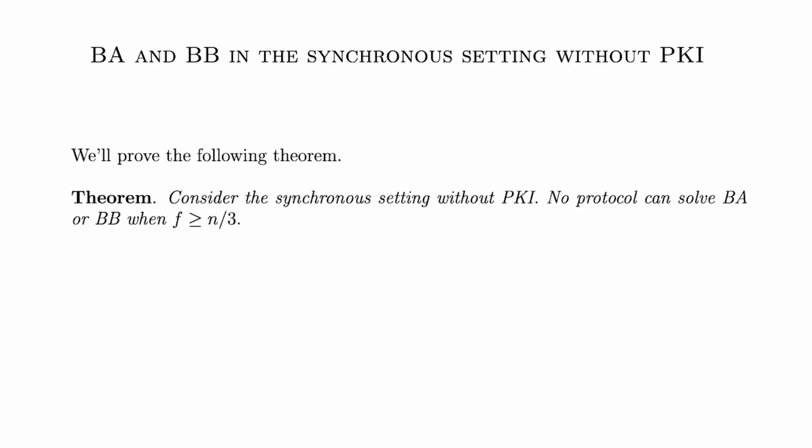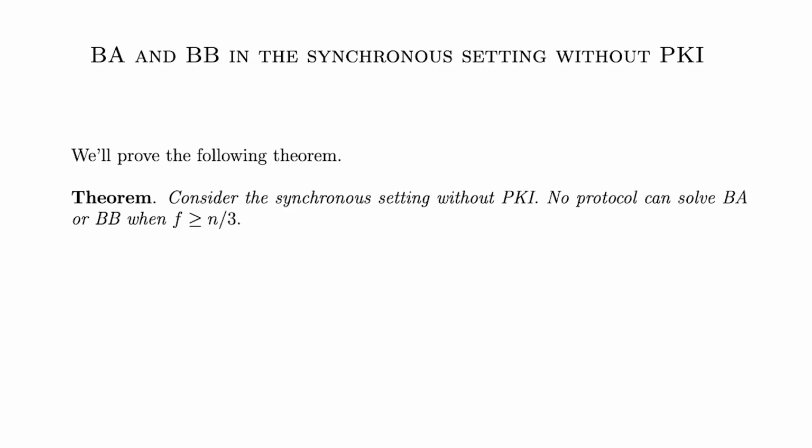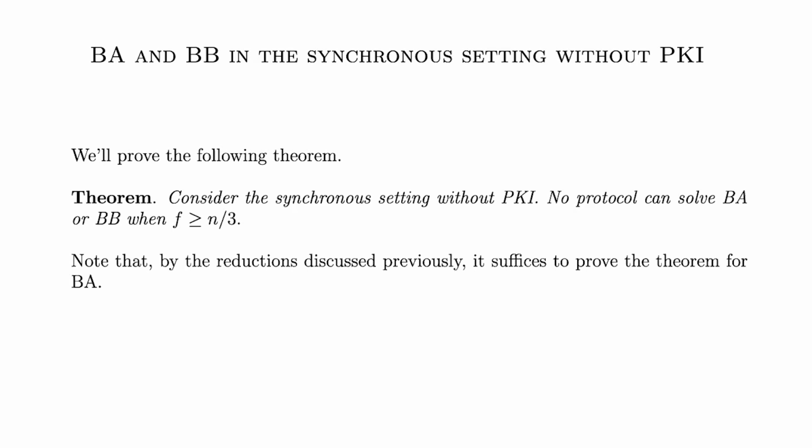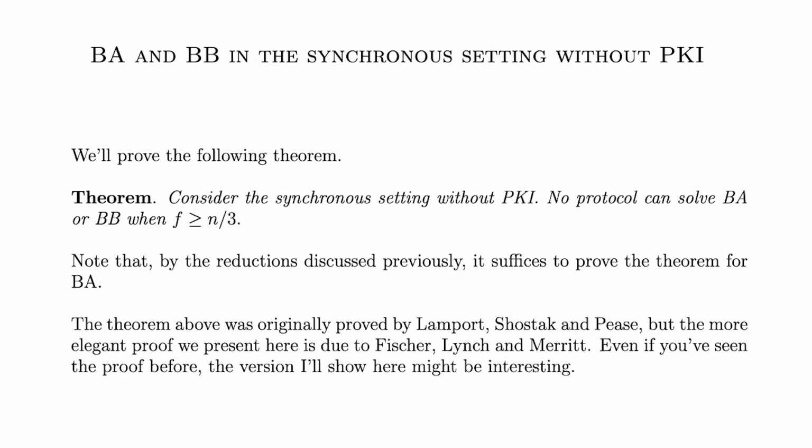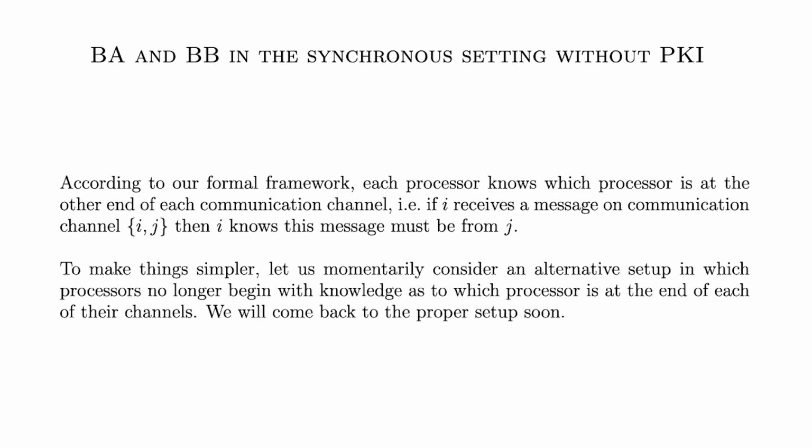Okay, so again, this is originally due to Lamport, Shostak, and Pease, but the proof I'm going to talk you through here is a much nicer proof by Fischer, Lynch, and Merritt. And I'm going to present it in a way that's a little bit different than usual as well. So maybe if you have seen the proof before, this will still be interesting. Okay, so again, we're solving it for Byzantine agreement, but that gives the result also for Byzantine broadcast because they're reducible to each other when f is less than n over 2. Yeah, and I'm going through the Fischer, Lynch, Merritt version of the proof.